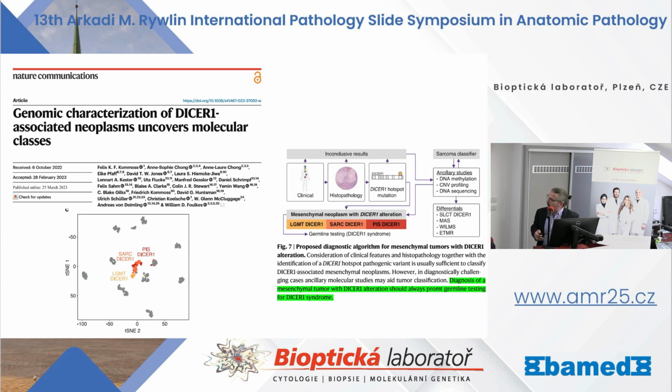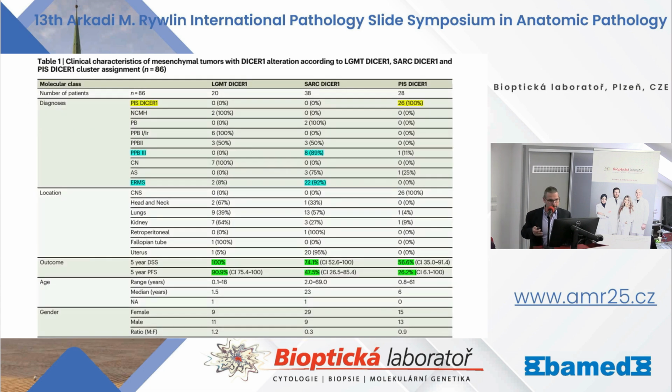And this is another paper demonstrating how mighty a tool methylation profiling may be. In this paper, they had a bunch of cases in patients having this syndrome, and they were able just by clustering based on methylation profiling to produce these clinicopathological groups: low-grade mesenchymal tumor DICER1, altered sarcoma DICER1, and primary intracranial sarcoma DICER1. So this is something we can maybe use in the future to tell the prognosis of the patients.